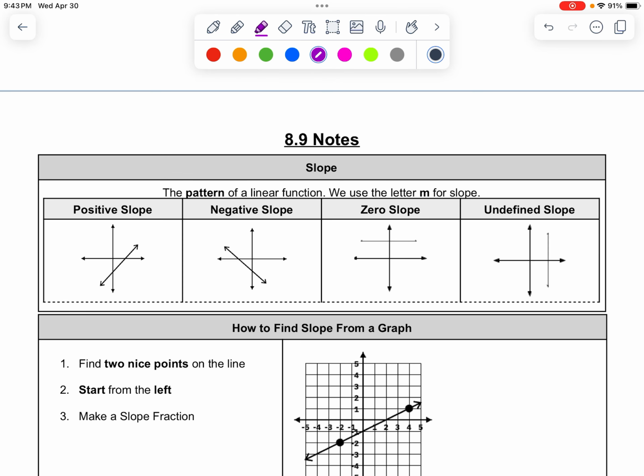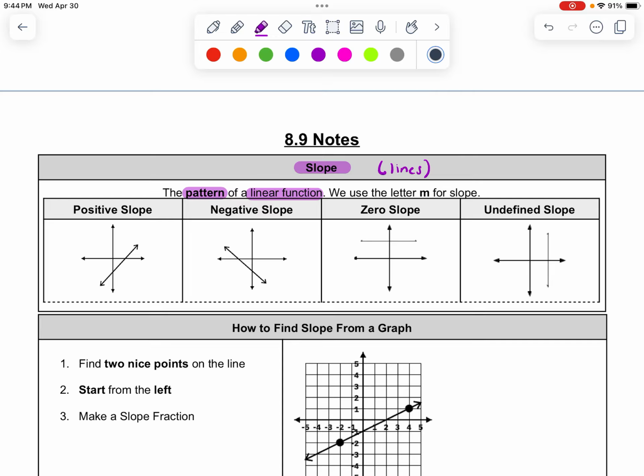And the first part of understanding how to graph an equation means we need to understand slope. So let's talk about slope. Slope is the pattern of a linear function. So slope is only for lines. This is very important. Curvy graphs don't have slopes.